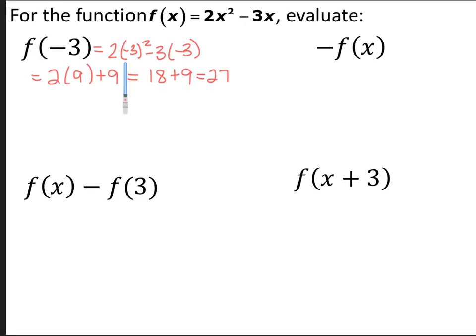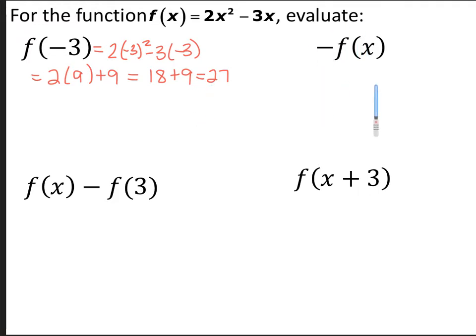So for f of -3, I replace every x in the original function with a -3. So you have 2 times (-3) squared minus 3 times -3. Well, (-3) squared is 9. -3 times -3 is +9. So you have 2 times 9 plus 9, which is 27.